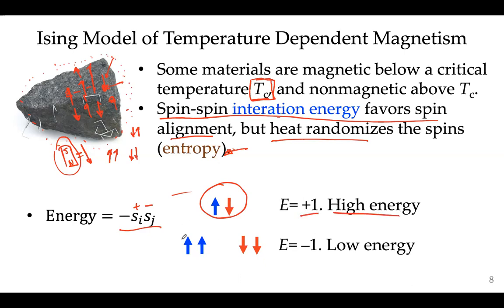But if the spins are aligned, in this case, you would get positive times positive, and with the negative sign, this would give you negative. This one also would give you negative, negative times negative is positive, and there's an extra negative here, so that will also make negative. So if they're aligned, what you get is -1 for the energy. So this is the low energy case. In nature, things try to go to low energy. So that's why spin alignment, as I mentioned before, is favored in this model.